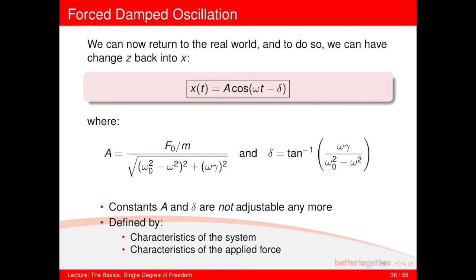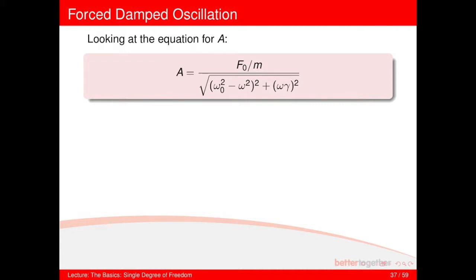It doesn't matter what the system is doing when time is zero. You give it a forcing function, and the system will respond. And eventually, when all the transients die away, you'll end up with an oscillation with a certain amplitude dependent upon the system and a certain phase dependent upon the system. Constants A and delta are not adjustable anymore. They're defined by the characteristics of the system and the characteristics of the applied force. Now we can look at what happens. There's our equation for A.